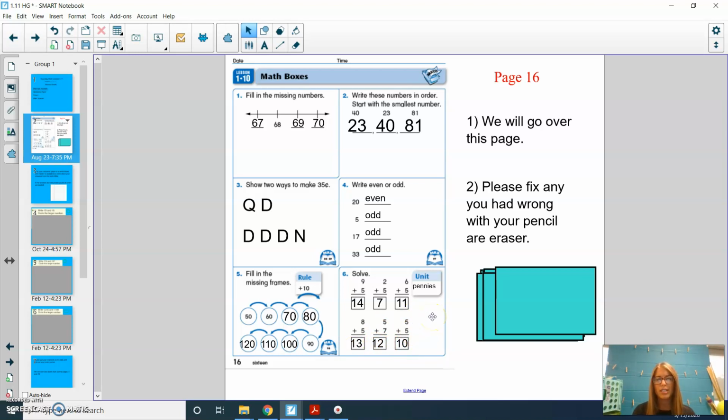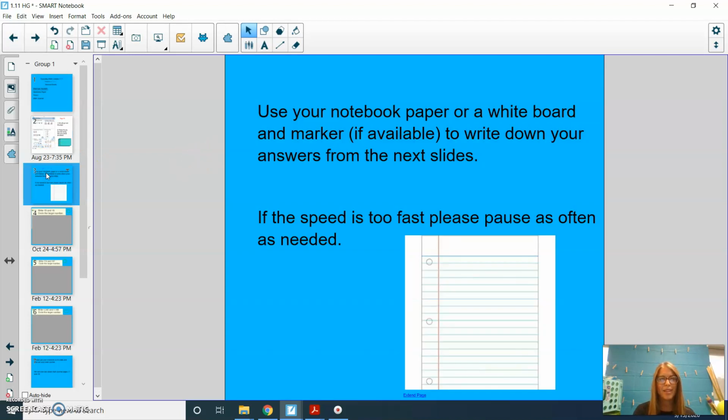So please double check to make sure you have this page correct, and if you're noticing that you have any questions, you can ask your classroom teacher. If you could put your math journal to the side and take out either your whiteboard and marker or your notebook and pencil. If the speed is too fast, please pause as often as needed.